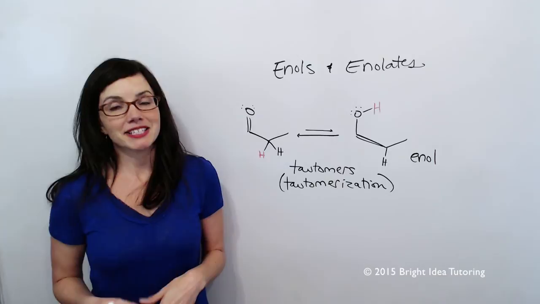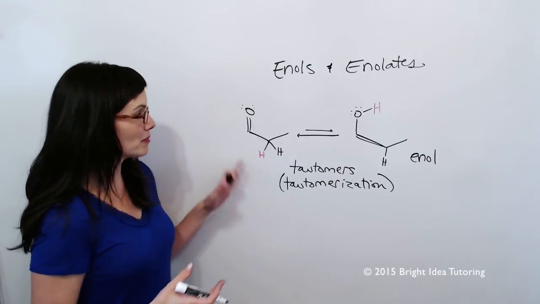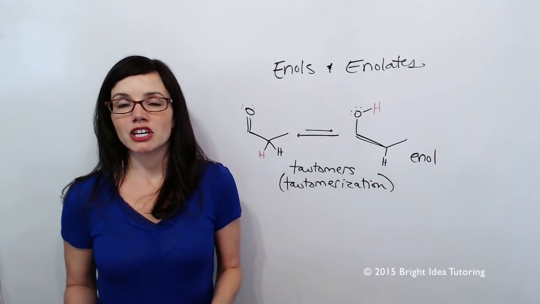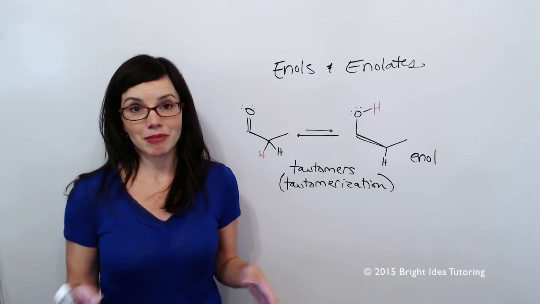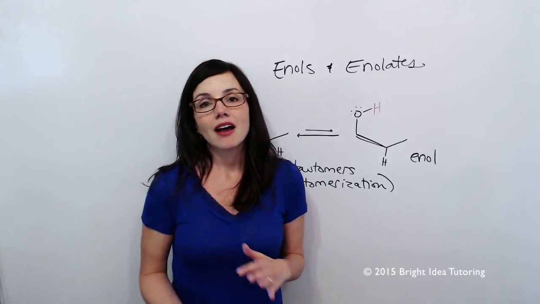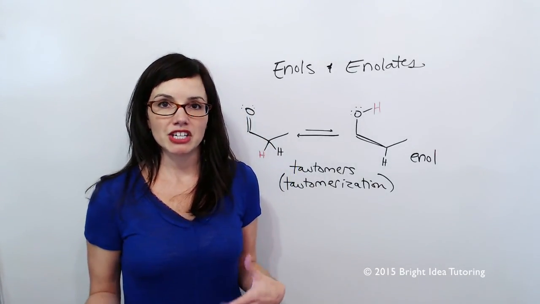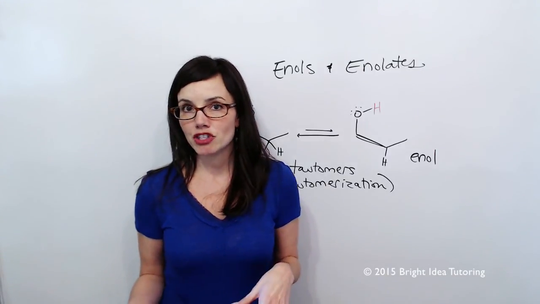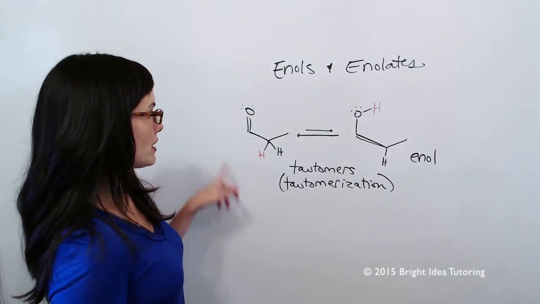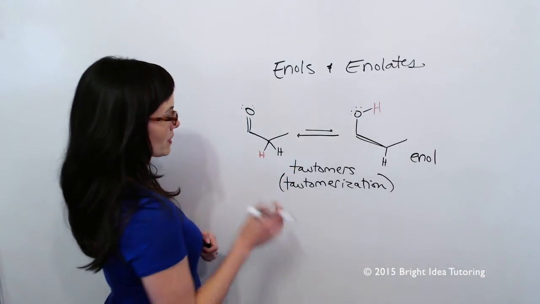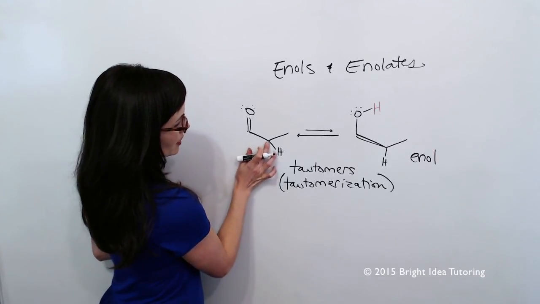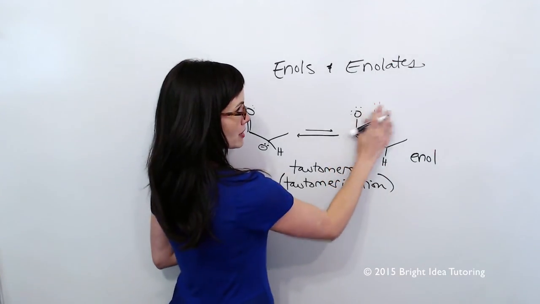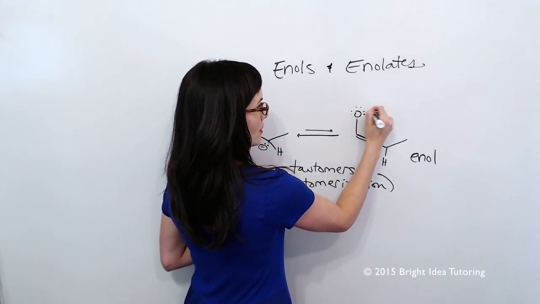Let's quickly talk about tautomerization and the concept of tautomers. These two molecules are tautomers of each other, and tautomers are just constitutional isomers that can be interconverted in a chemical reaction. I prefer to think about tautomerization as sort of like resonance, except atoms are allowed to move too. So let's think about these two structures, but let's remove this H. If this H was gone, this would be a carbanion. And same thing over here, if this H was gone, this would be a negative O.